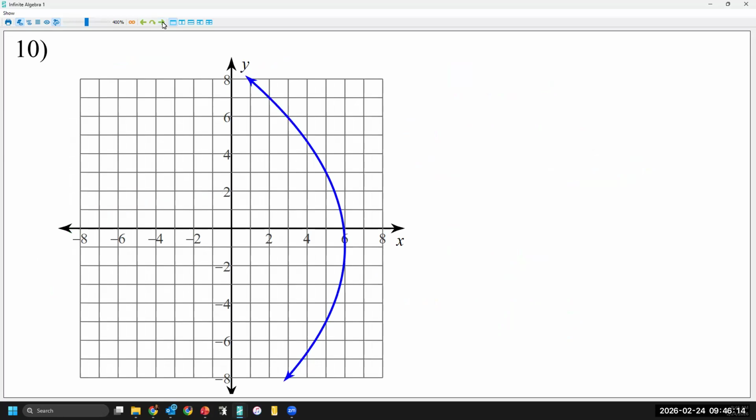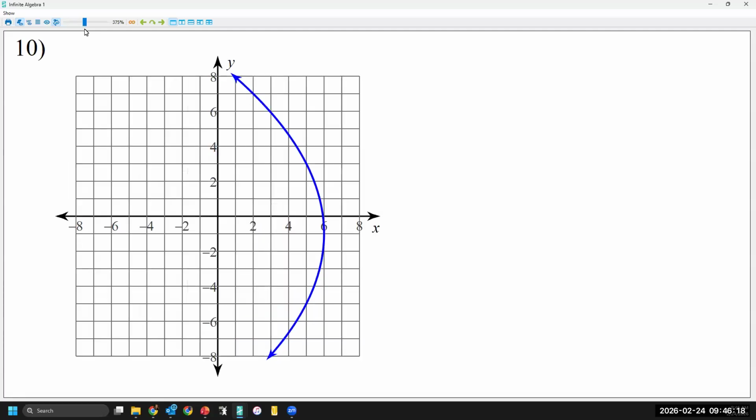Let's look at number 10. All right, starting off with my domain. Put x there in the middle. Domain says, how far do we go to the left? Well, notice that I have an arrow pointing to the left. I have another arrow pointing to the left. So this one definitely goes left forever. So negative infinity.